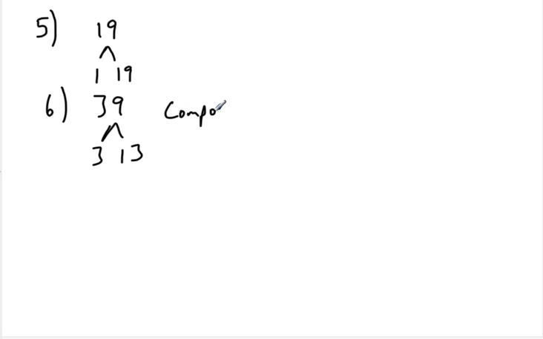Say whether each number is prime or composite. 19 is prime because it's only divisible by 1 and itself. 39, I know that this is divisible by 3 because these digits add up to 12 and 12 is divisible by 3. So 13 times 3 is 39. So that is composite. This is prime. Number 7, 51 is also divisible by 3, so that's composite.